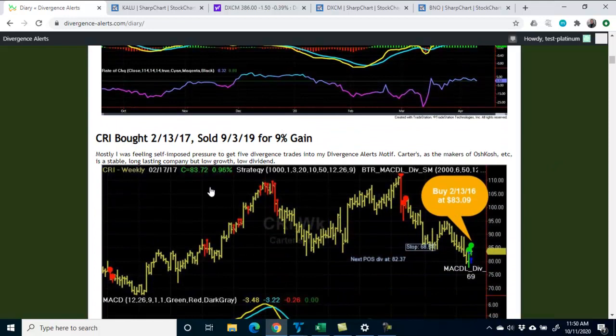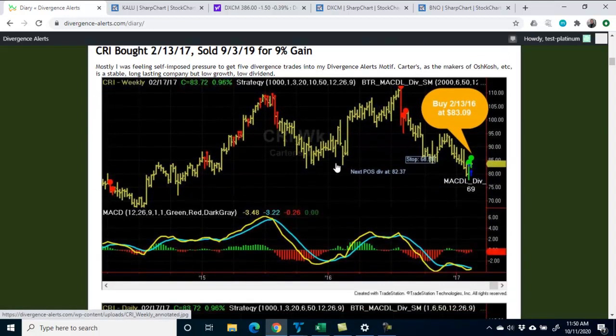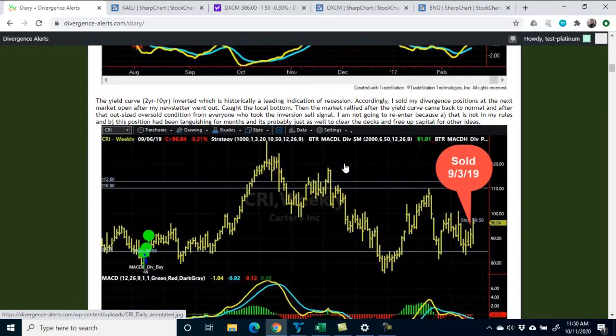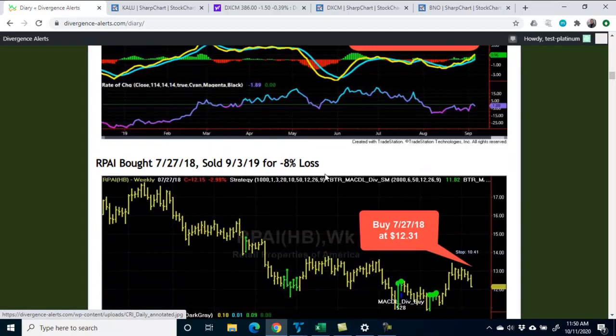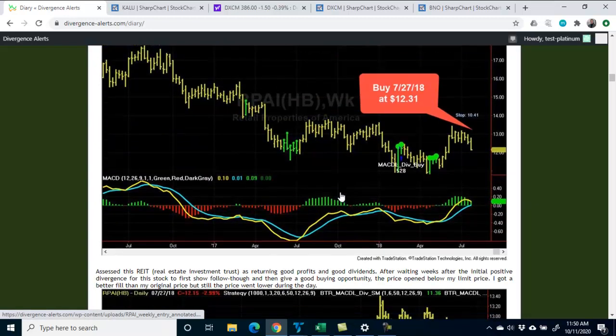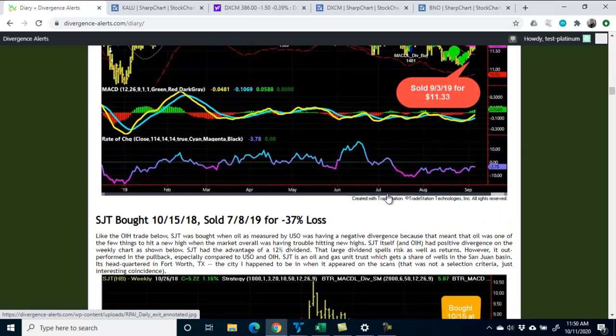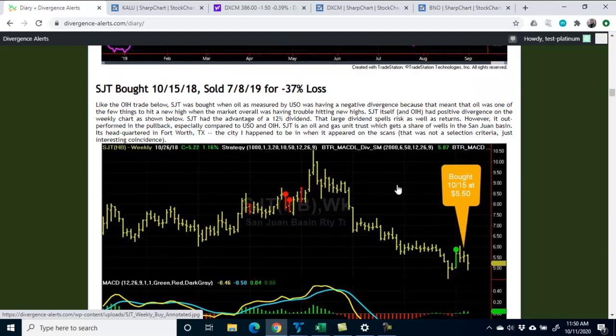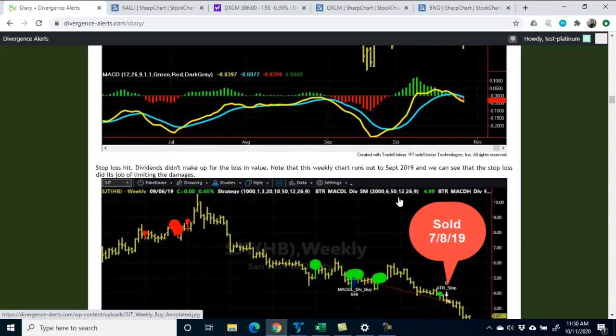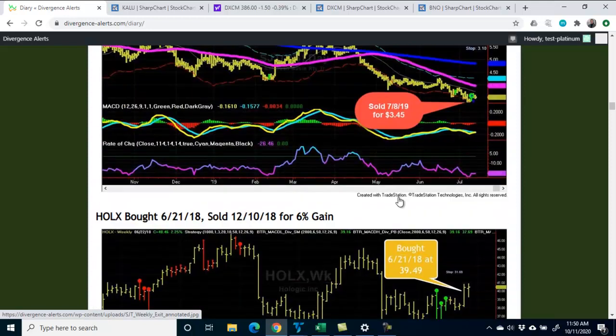Some closed out for a gain. Keep scrolling until I can find one closed out for a loss. There's one. So it's by no means foolproof, but it does give you some valid signals. And I'm showing you what I'm trading. Ooh, there's one that really went awry. The oil falling apart. So it's important to have a stop loss.